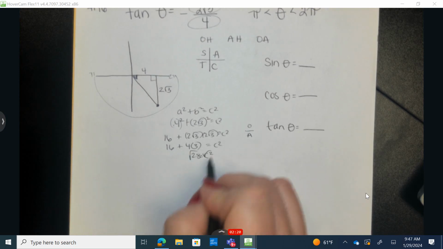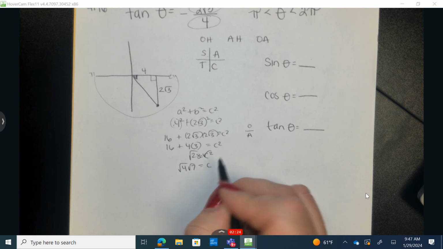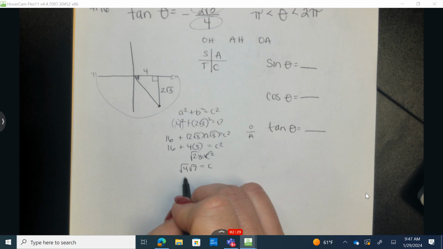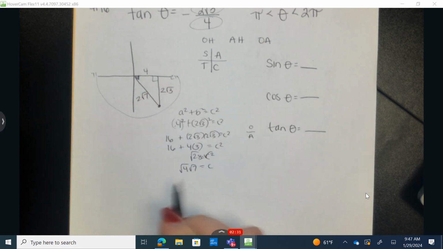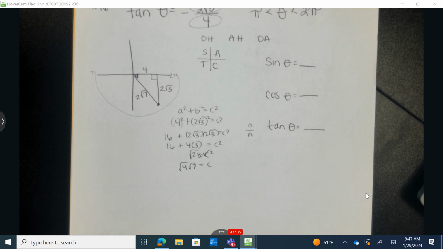So I'm going to take the square root of both sides, and then I'm going to break it down. 4 times 7 equals 28. But remember, we normally would have a plus or minus. In this case, we're talking about a length, so it's always positive. So 2 radical 7 is going to be the hypotenuse. The square root of 4 is 2, and then times the square root of 7, which cannot be reduced.